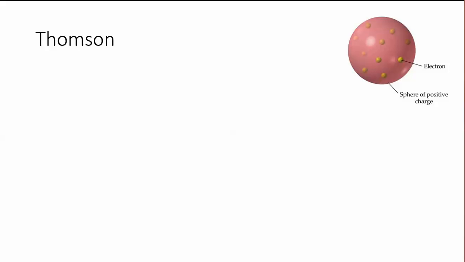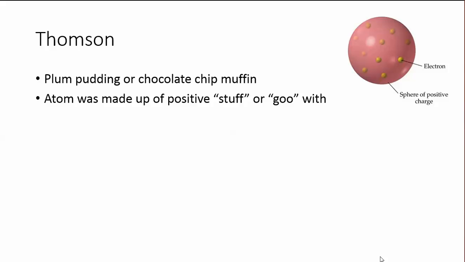Thomson's model came next, and this again was called the chocolate chip muffin model or the plum pudding model. Atoms were made up of this positive stuff or goo. We see it here that represents the muffin mix itself. And it had negative charges scattered throughout. You see these electrons sort of scattered throughout that positive goo. The electrons would be represented by the chocolate chips within the muffin batter.